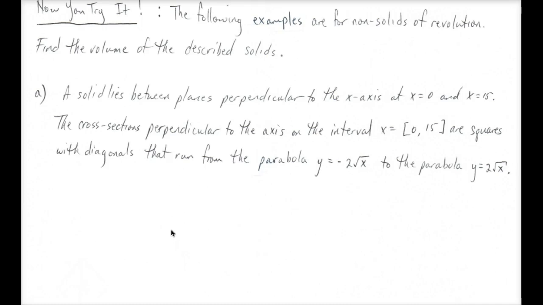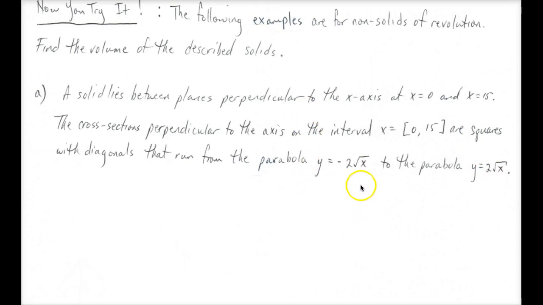Okay, so for this problem, we have a solid that is being formed by basically taking planes perpendicular to the x-axis at x equals 0 and x equals 15, and the cross sections perpendicular to the axis are squares, where the diagonal runs from the parabola y equals -2 square root of x to the parabola y equals +2 times square root of x.